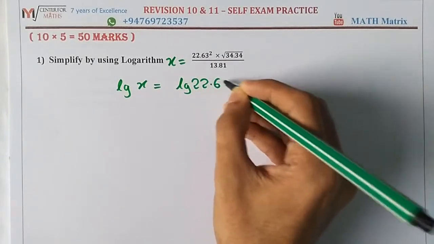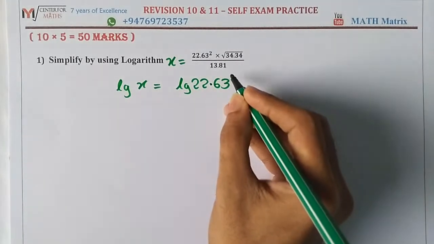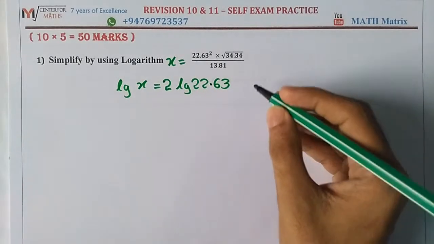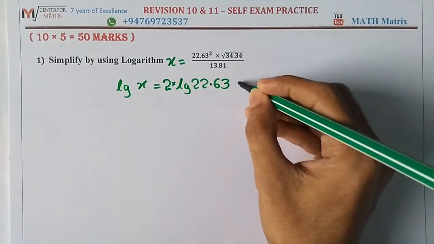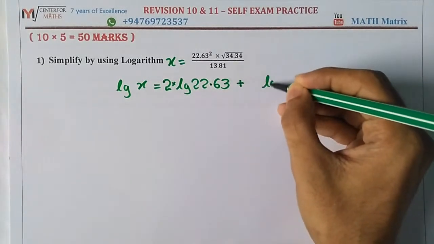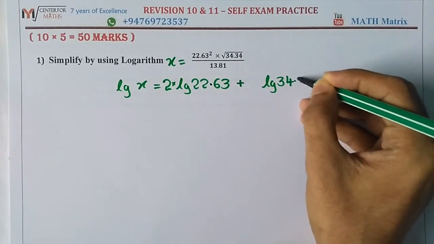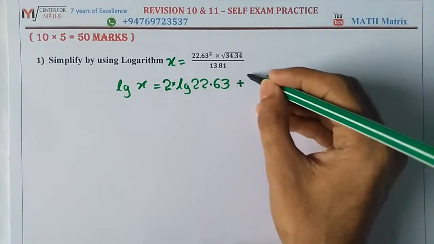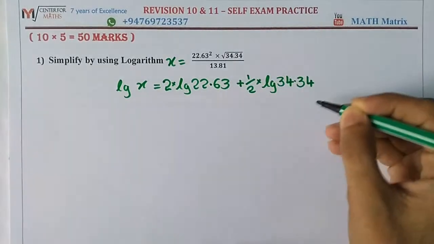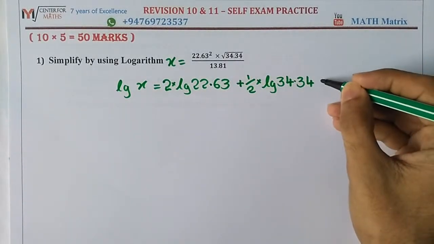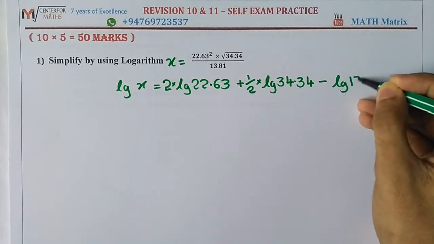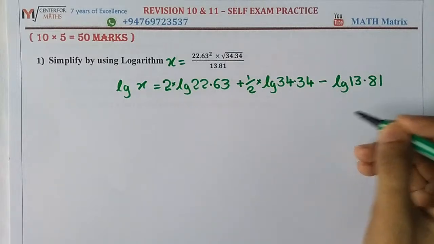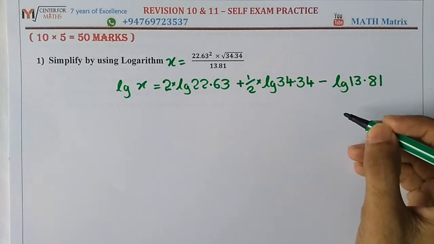LG 22.63. Then directly we can take this index and write it as the coefficient of the logarithm; we can take that to the front. And then for this multiplication there will be a plus, and again LG 34.34. And now how to mark this square root? If we take that to the front, there will be a half. And division means minus log 13.81. So this is the very first step. I'll say the marks soon after giving the final answer.